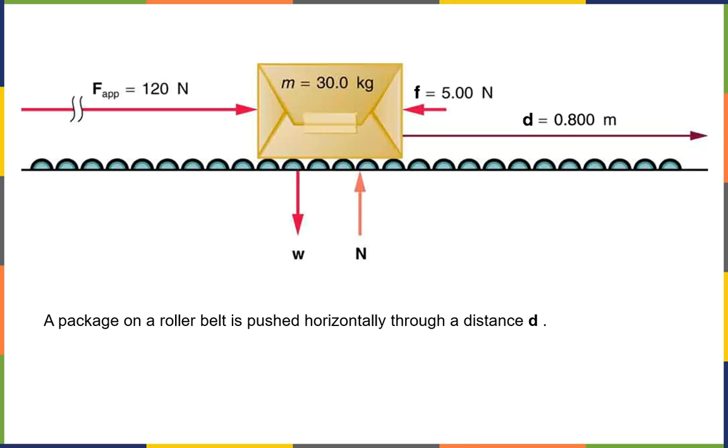Now, our first practical example: we have this 30 kilogram mass. It's on a conveyor, well, not a conveyor belt. It's on one of those little roller things.